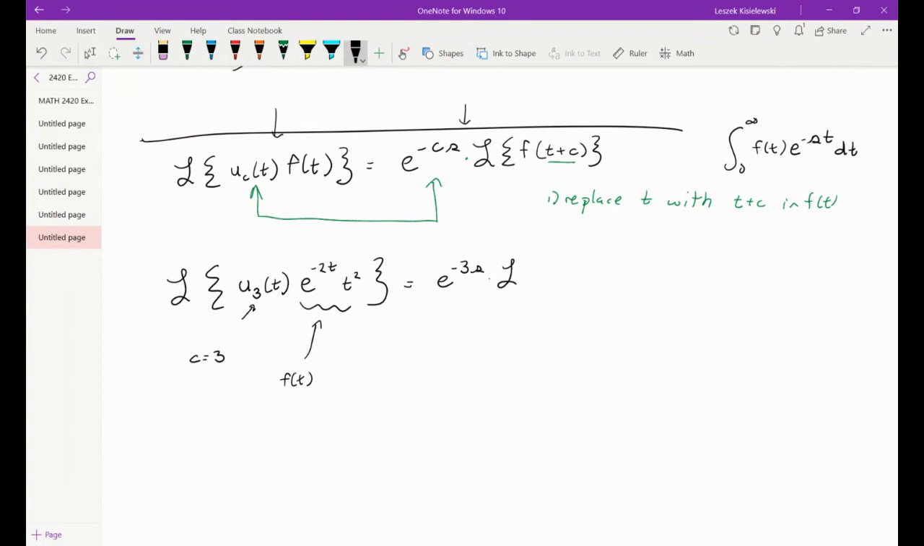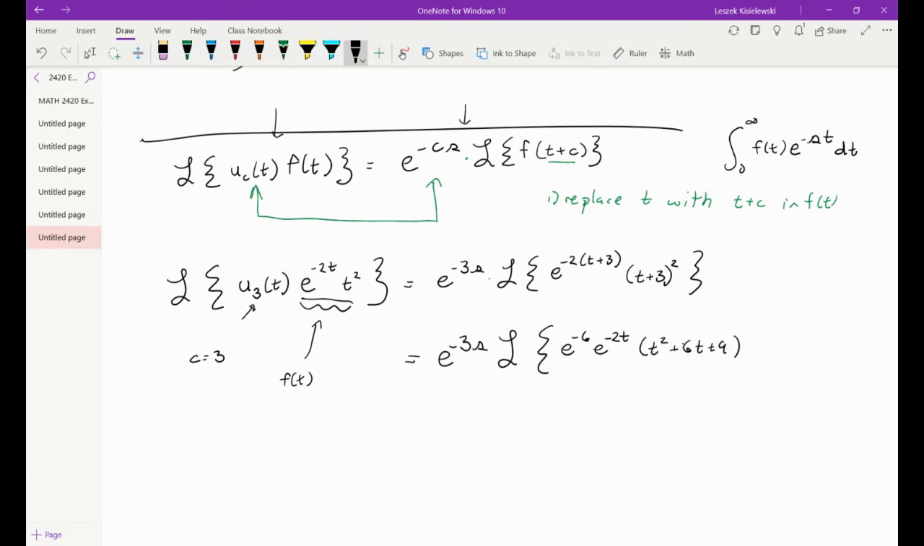So times Laplace, and here we're going to take our function and replace all instances of t with t plus c. Don't make sign mistakes here, so use plenty of parentheses if necessary. Let's tidy this up. We get e to the negative 6, e to the negative 2t. And on the exam review problems, you had a cubed, so you would have to expand that. But here it's just squared, so we get 6t squared plus 6t plus 9.